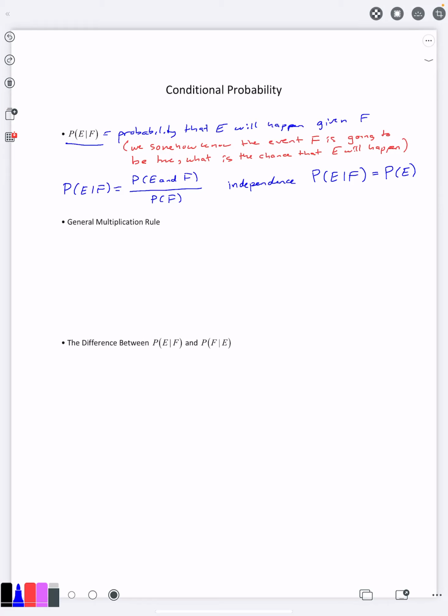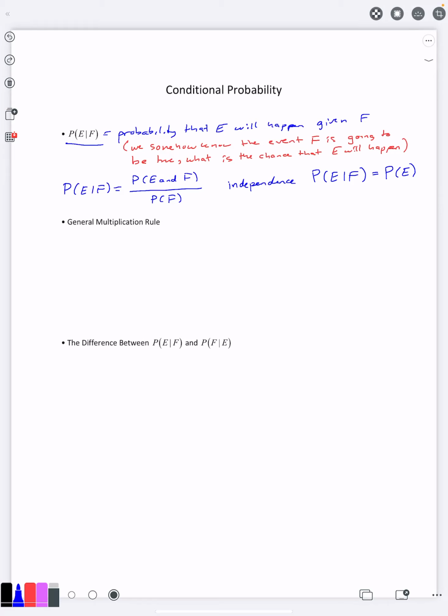That's another way you can try to figure out whether two events are independent or not. Look at the conditional probability versus the regular probability. If they're the same, it's independent. If they are different, it is not independent. Now, a lot of times in problems, they will just give you the conditional probability. They won't ask you to calculate it. They will give you the conditional probability, and then you will use that to solve something else.